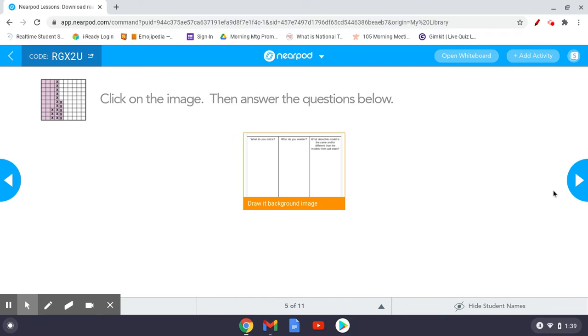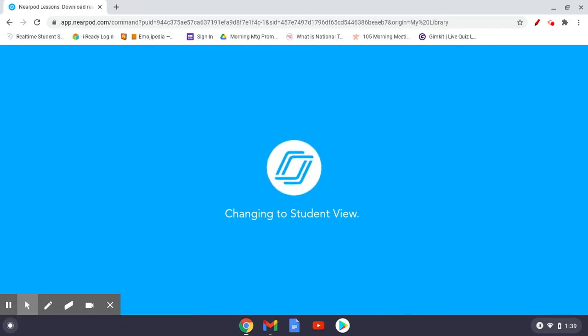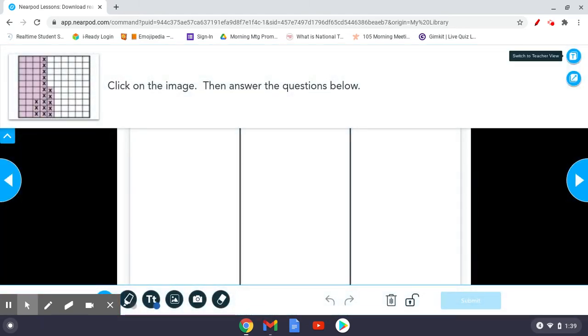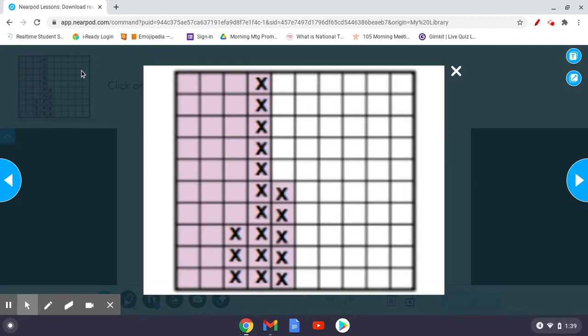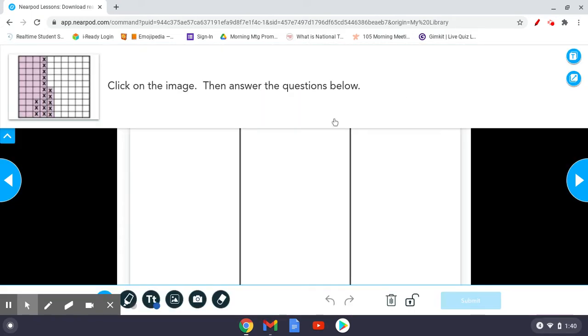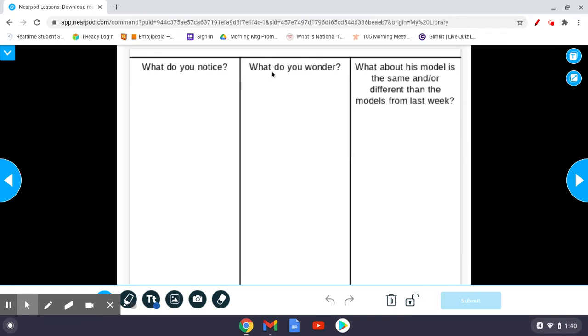All right, so to start this activity today, we are taking a look at a new kind of model, and you're going to see that pop up in just a second. Here you can see that this model looks somewhat similar and somewhat different to what we did last week. And you are being asked to, on this slide, think about what do you notice? What do you wonder? And what about this model is the same and or different from last week's model?